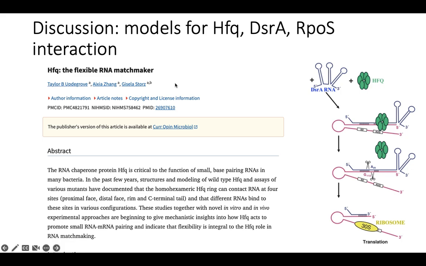Now we're going to go over some proposed models of how HFQ protein, DsrA, and rpoS all interact together. I just pulled this up briefly to show you what HFQ is. It's known to be an RNA chaperone protein. Basically, it helps things like DsrA bind to things like rpoS. And it has quite a few functions outside of just this particular case.